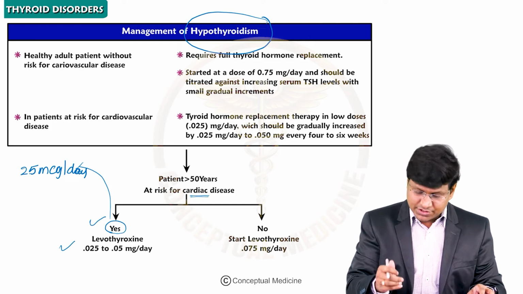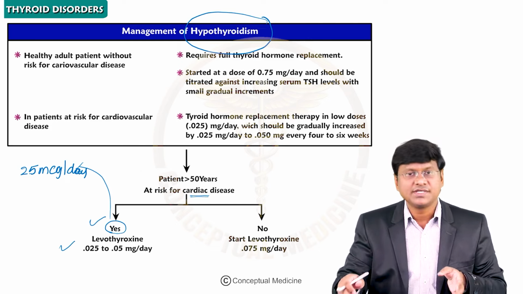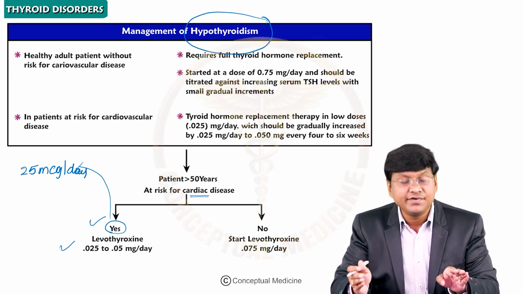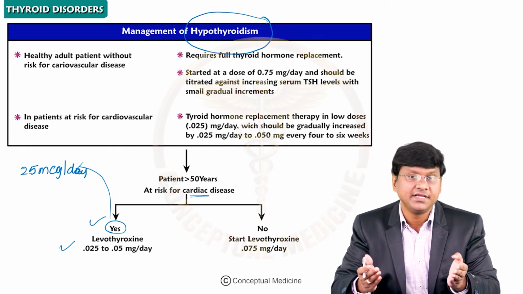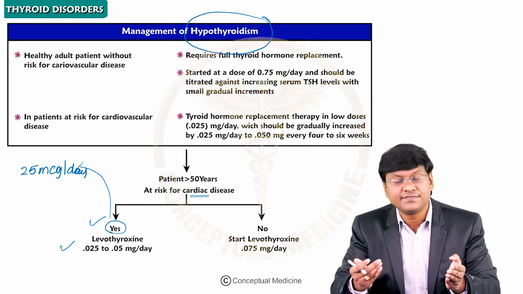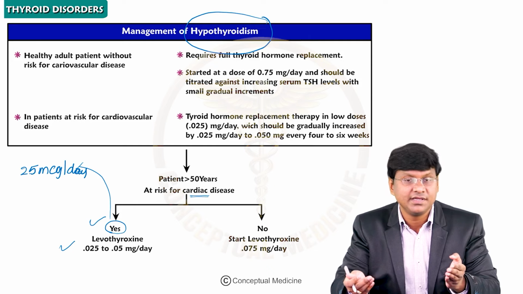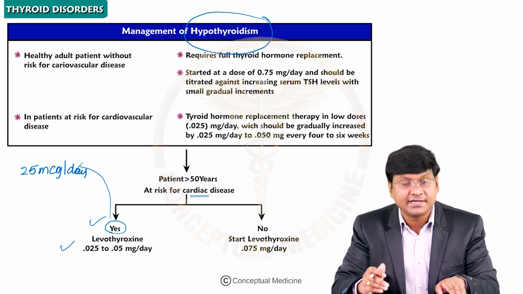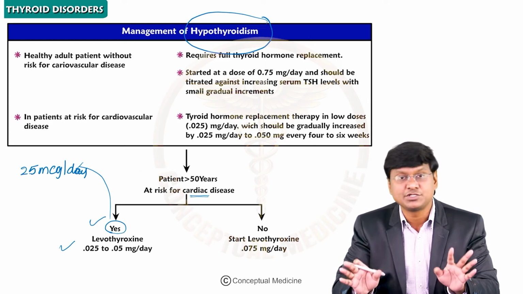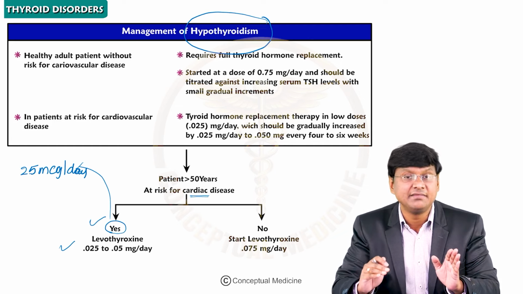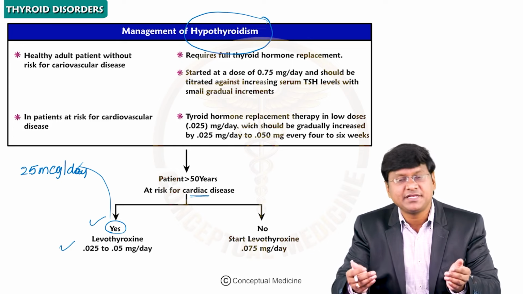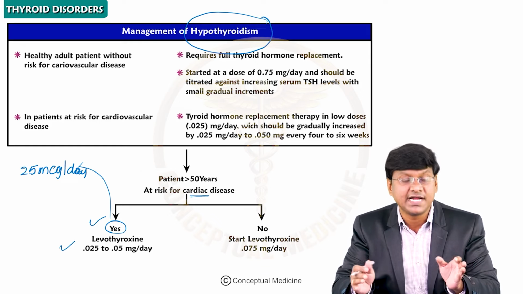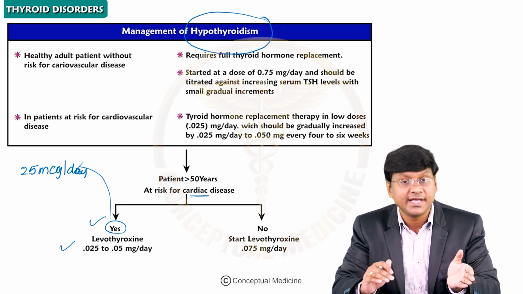Why do we need to start with a lower dose in cardiac disease? Because in patients with ischemic heart disease, the myocardial blood supply is reduced, and whenever you give thyroxine, the myocardial activity will be increased. So suppose when you give 75 or 100 micrograms of thyroxine in patients with ischemic heart disease, the blood supply is less because of the disease, but myocardial activity will be very high because of your supplementation of thyroxine. So there will be a supply and demand mismatch, and that can precipitate the underlying ischemic heart disease. That is the reason why you should not start at a higher dose. You should start at a lower dose in a patient with an underlying cardiac disease.